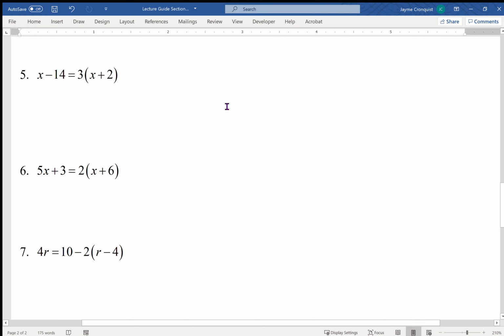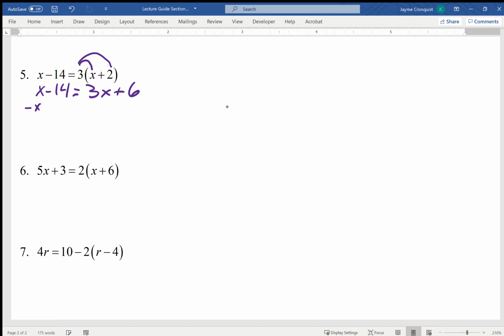All right, now we're down at number 5. I've got to do the distribution to get rid of the parentheses. So now I have x minus 14 equals 3x plus 6. Don't forget you have to multiply it to both terms. All right, I'm going to subtract the x. I'm going to subtract the 6. These add to 0. I have negative 20 equals 3x minus x, which is 2x. Divide both sides by 2 in order to isolate the x. Negative 10 is equal to my x.